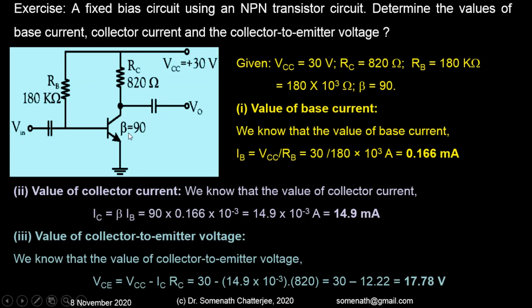Now if you have IC and IB, then applying Kirchhoff's voltage law in the output loop, VCC is equal to ICRC, the potential drop across RC, plus VCE, that means the collector to emitter voltage. So VCE comes to 17.78 volt. So you can easily find the values of the collector to emitter voltage as well as the collector current and base current from this problem.